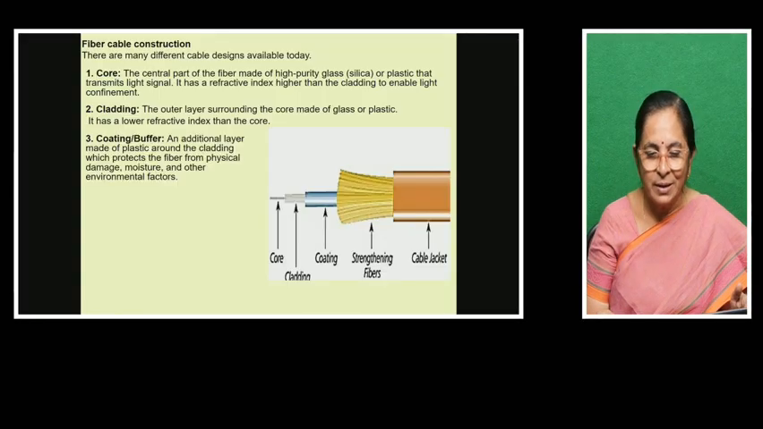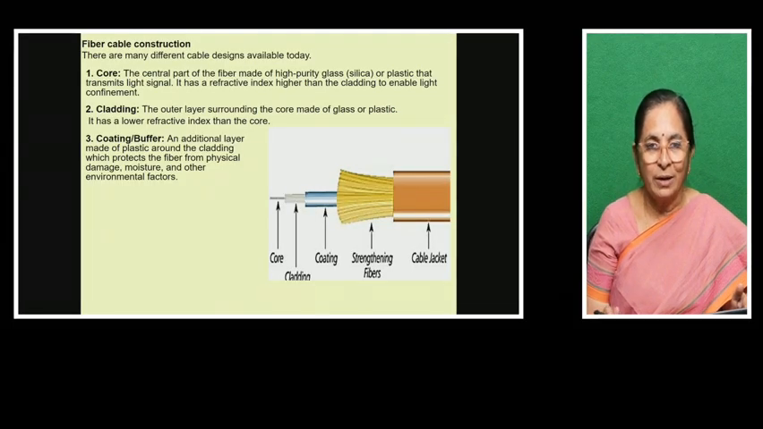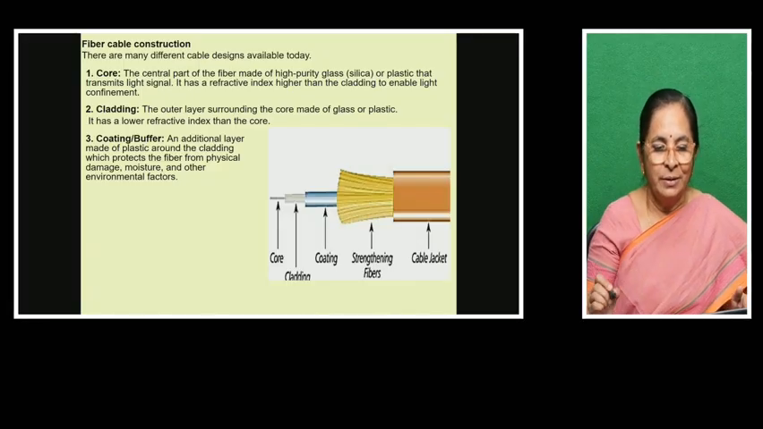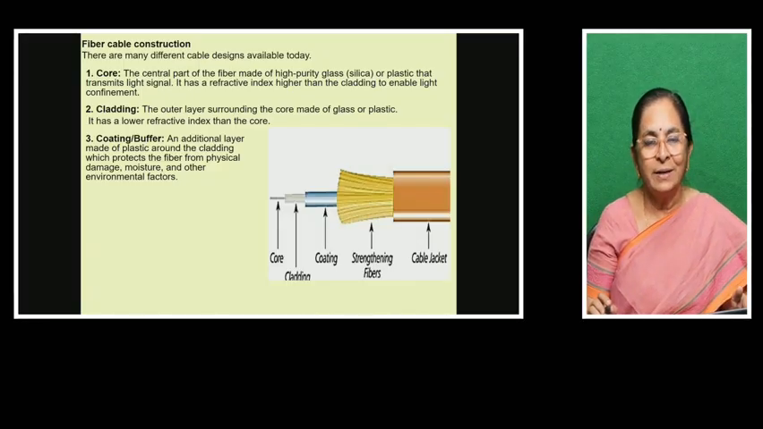And these two will be surrounded by a coating, also called a buffer. It's an additional layer made of plastic, and it surrounds the cladding, which protects the fiber from physical damage, moisture entry into the core, and other environmental factors.